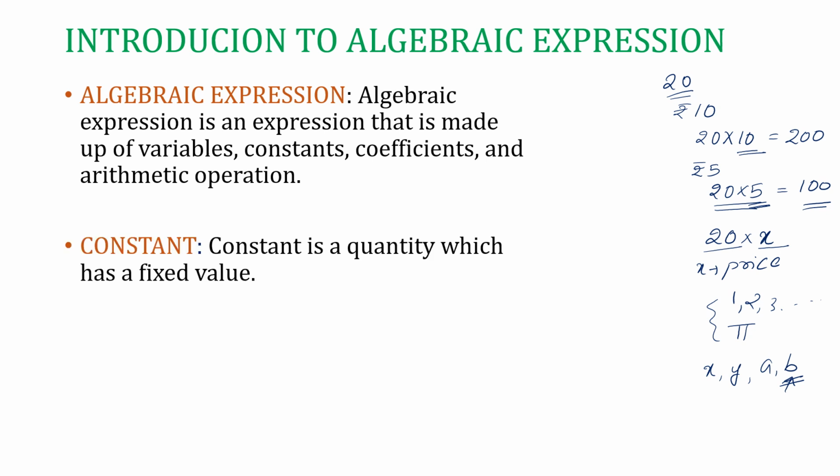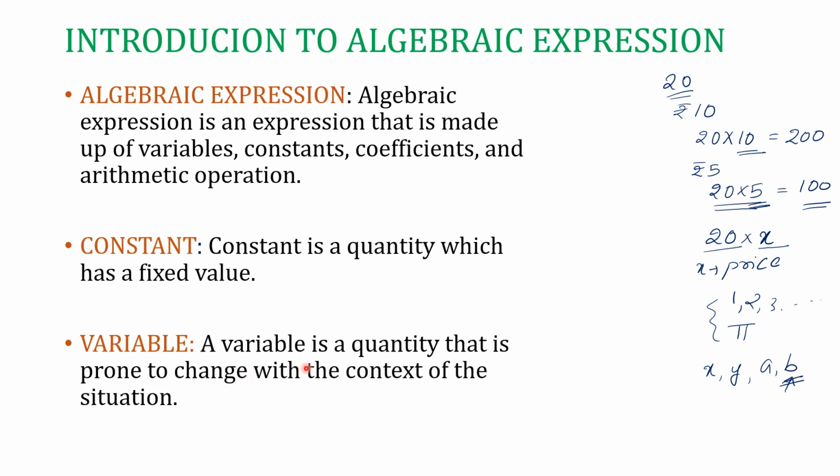A constant is a quantity which has a fixed value. This constant value is not going to change, like this 20 pens is a constant. So this we call a constant. A variable is a quantity that is prone to change with the context of the situation. So whenever the situation changes, if the value is changing, then we call it a variable.